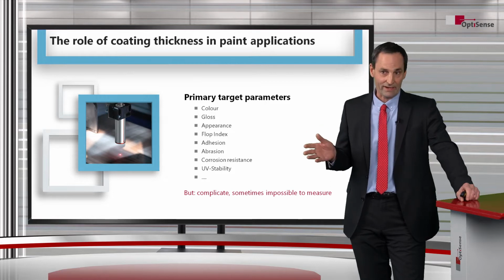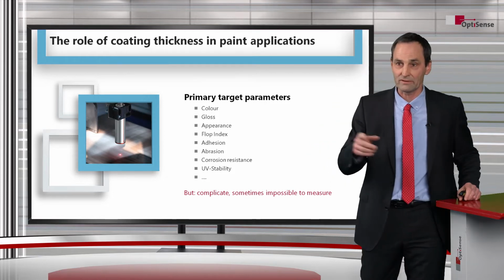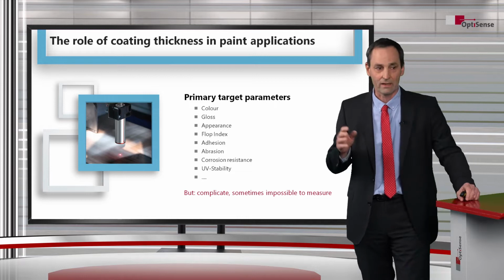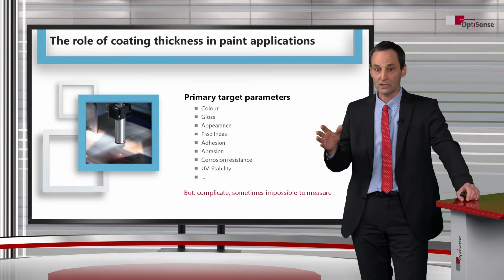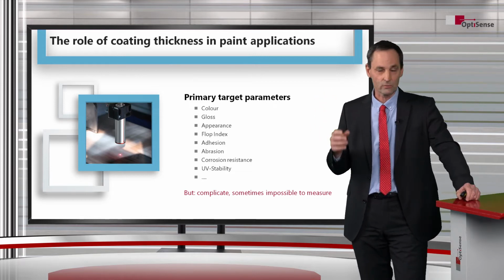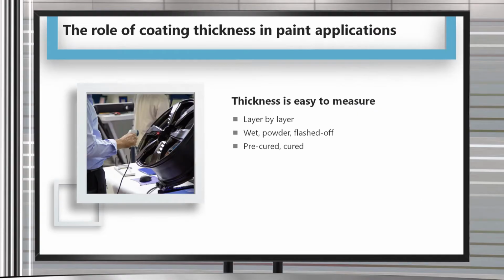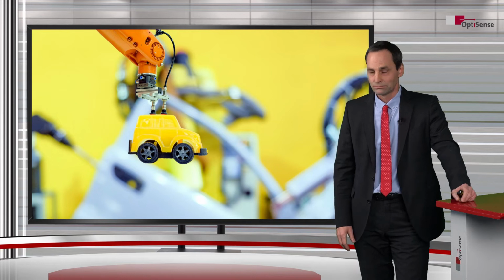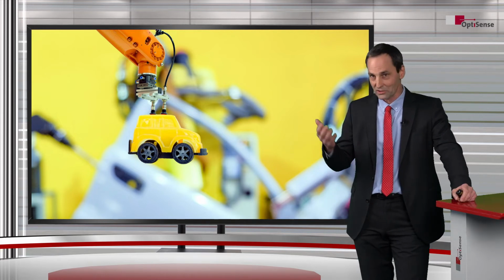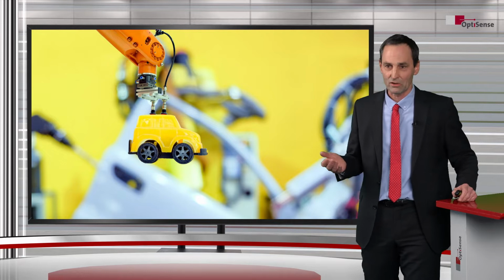But in fact, these parameters surrounding the coating thickness are very complicated to measure, especially when you go to inline requirements. So how to deal with it? Yes, we measure the coating thickness because it is the easiest way to get the correlation between these parameters which really are the interest of the customer. So this was just the introduction. Now we come to the inline and online setups.